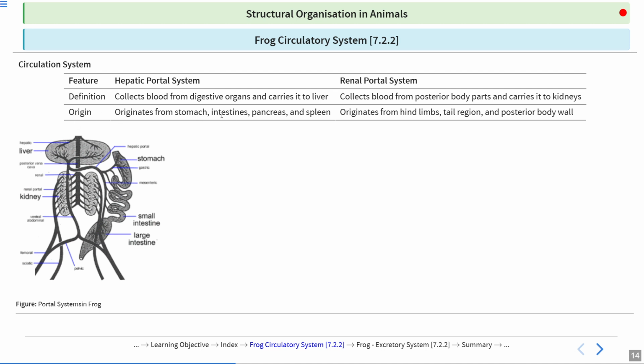The hepatic portal system originates from the stomach, intestine, pancreas, and spleen. It means that all the blood collected from the stomach, intestine, pancreas, and spleen is the origin of this portal system. The renal portal system originates from the hind limb. Hind limb means your legs, tail region, and the posterior body wall. From these regions, the blood is collected and brought to the kidney.